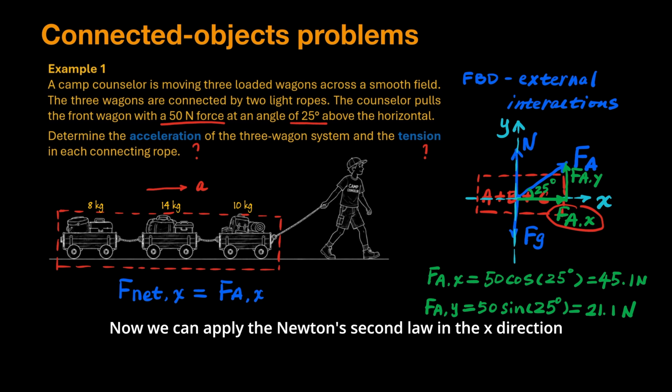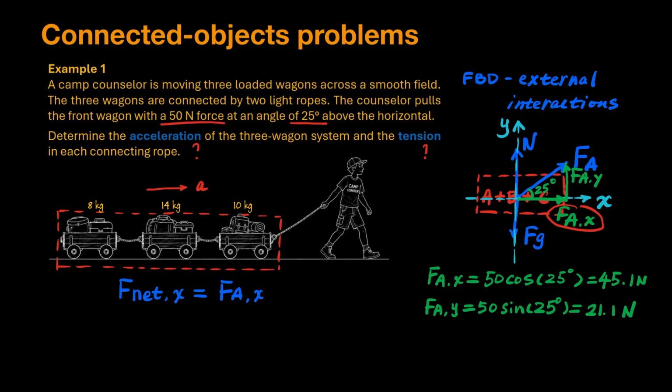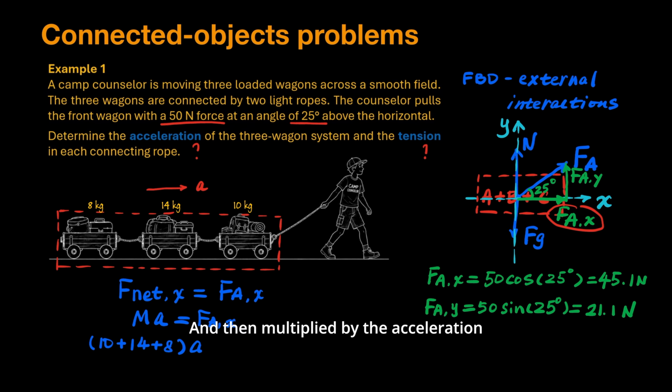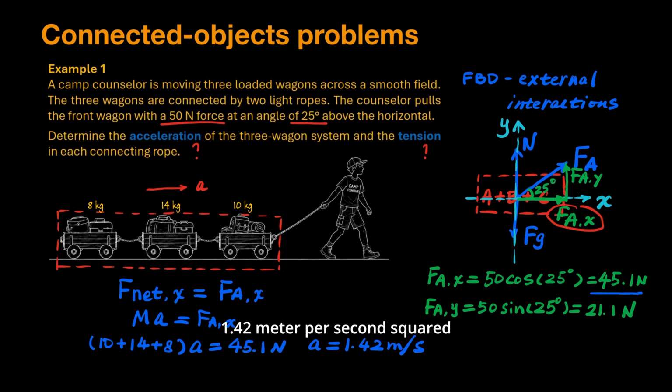Now we can apply Newton's second law in the x direction. The net force of the system equals the mass of the system multiplied by its acceleration. So it equals Fax. The total mass of the system is 10 plus 14 plus 8 kilograms, multiplied by the acceleration. Fax is 45.1 newtons. And this gives us a equals 1.42 meters per second squared.